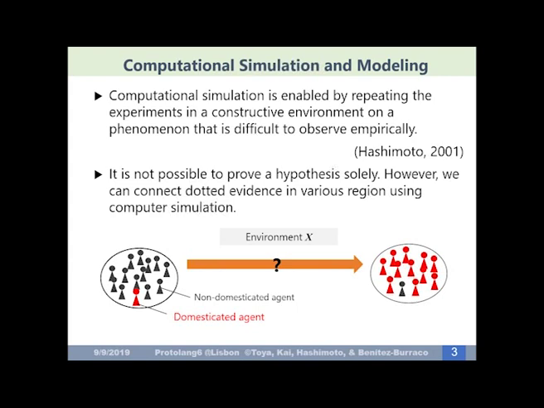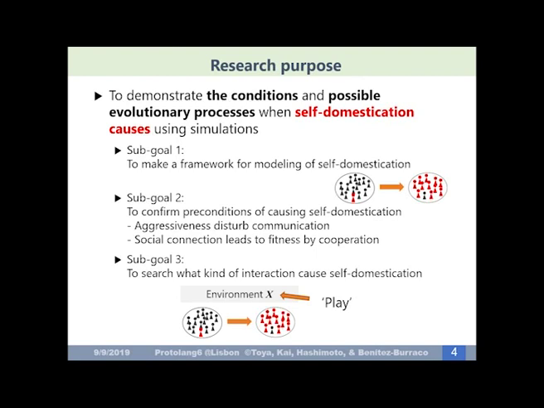Computational simulation is enabled by repeating the experiment in a constructive environment on a phenomenon that is difficult to observe empirically. It is not possible to probe a hypothesis. However, we can connect dotted evidence in various regions using computer simulation. Our research purpose is to demonstrate the conditions and the possible evolutionary processes when self-domestication occurs, using simulations.